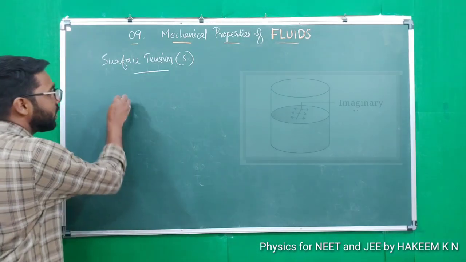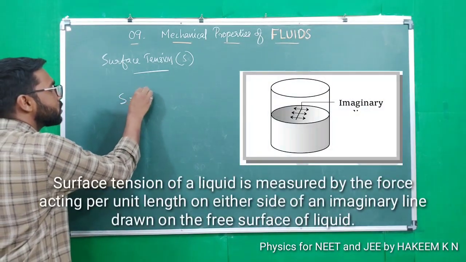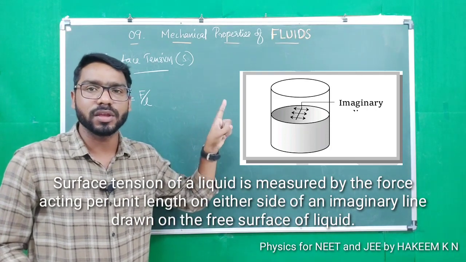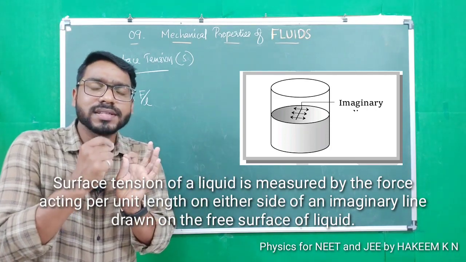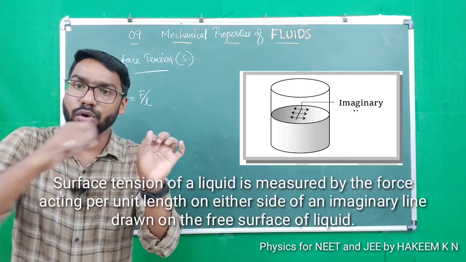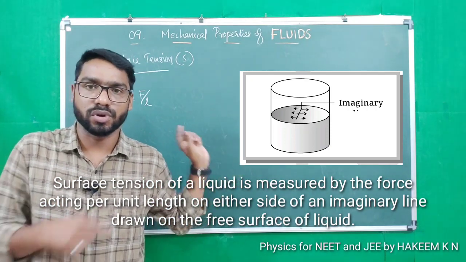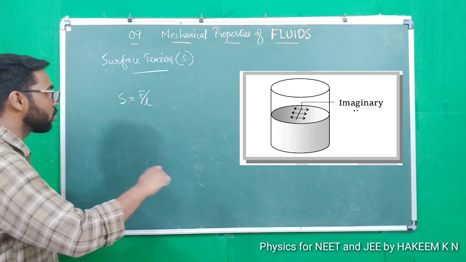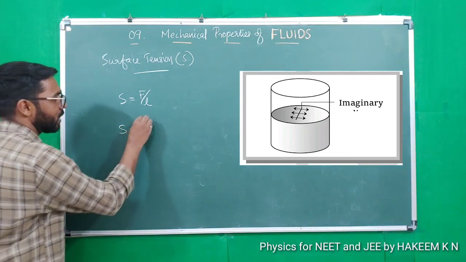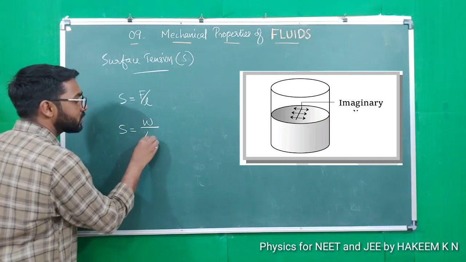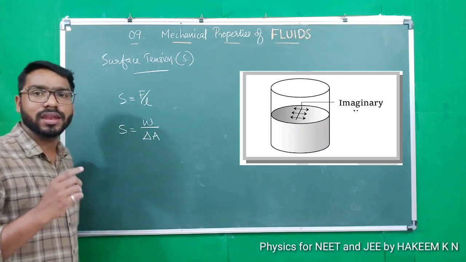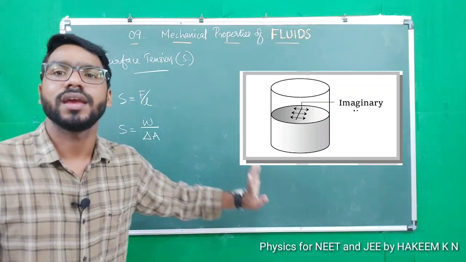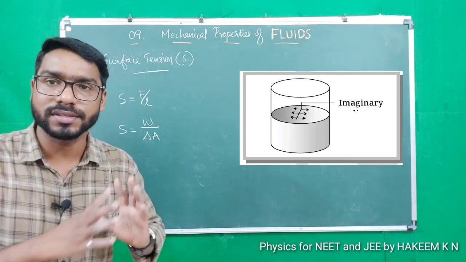Surface tension is defined in two manners. First one, it is the force acting per unit length on an imaginary line drawn on the liquid surface, or it is also defined as work done to change the area of liquid surface.